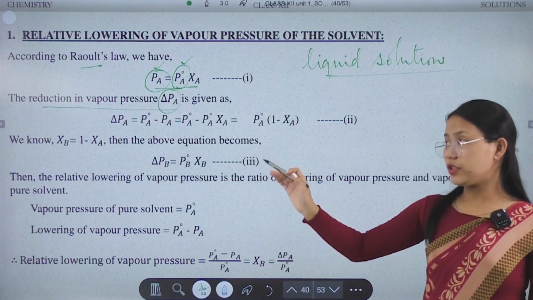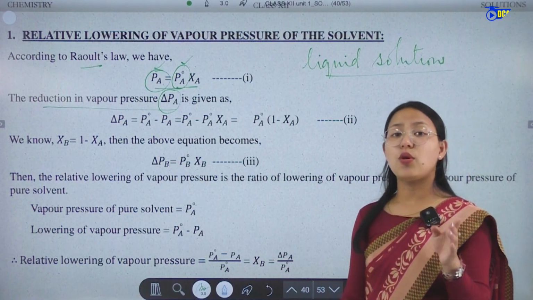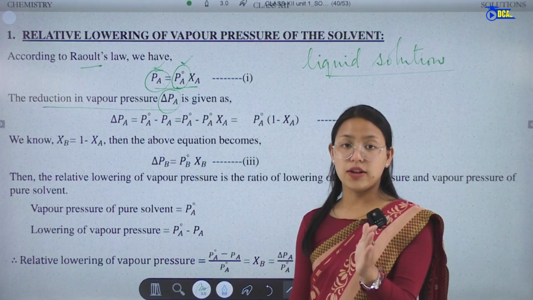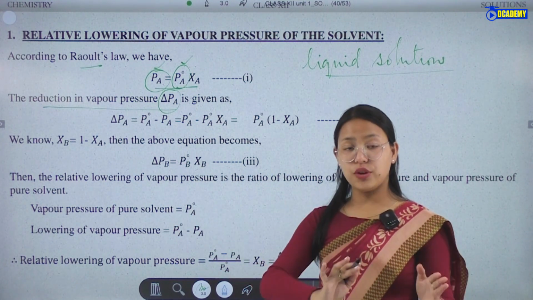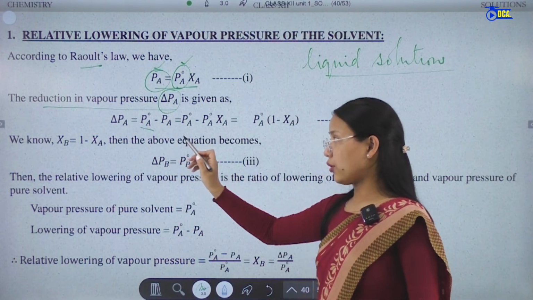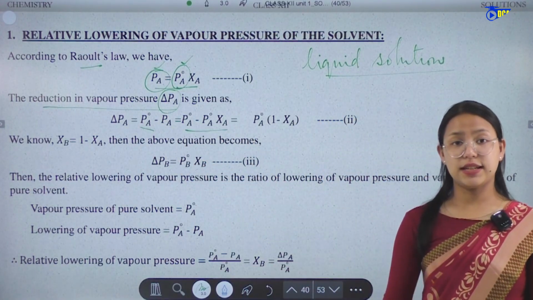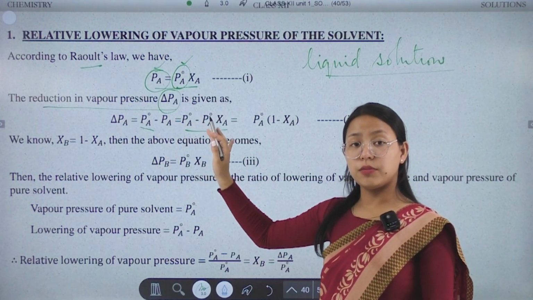Now we want to express this difference in terms of only one term, whether pure or impure component. So here we express it in terms of PA naught. What do we get here? PA is equal to PA naught XA.